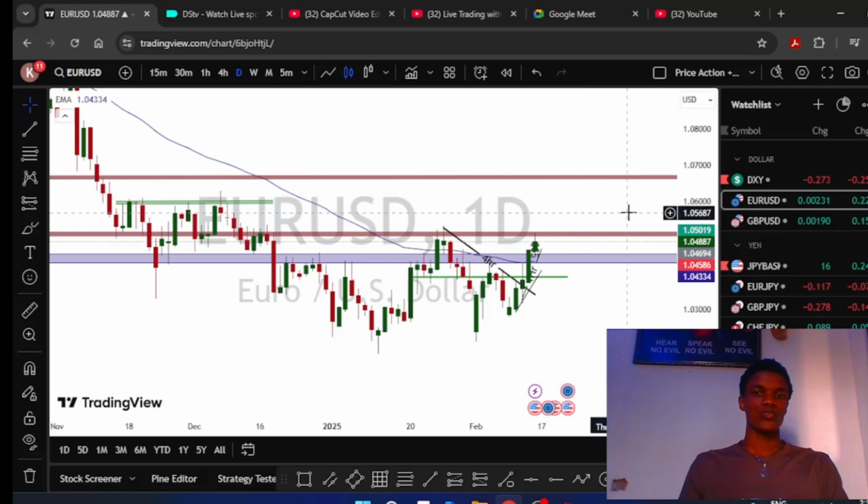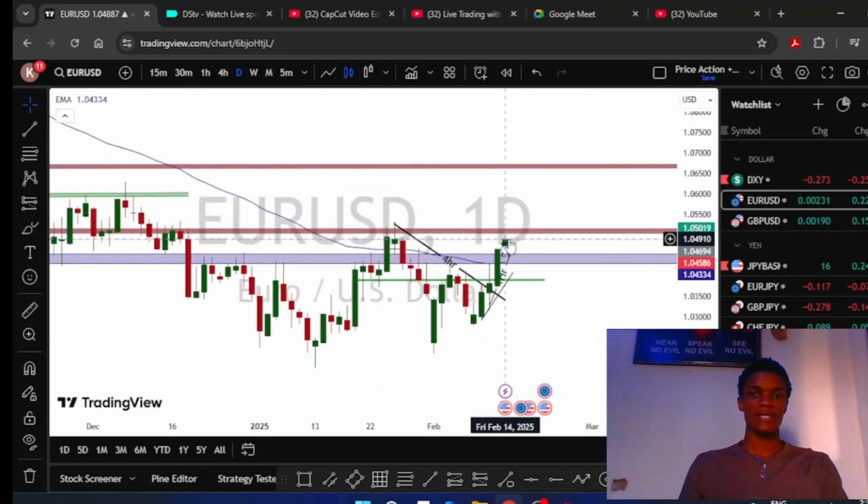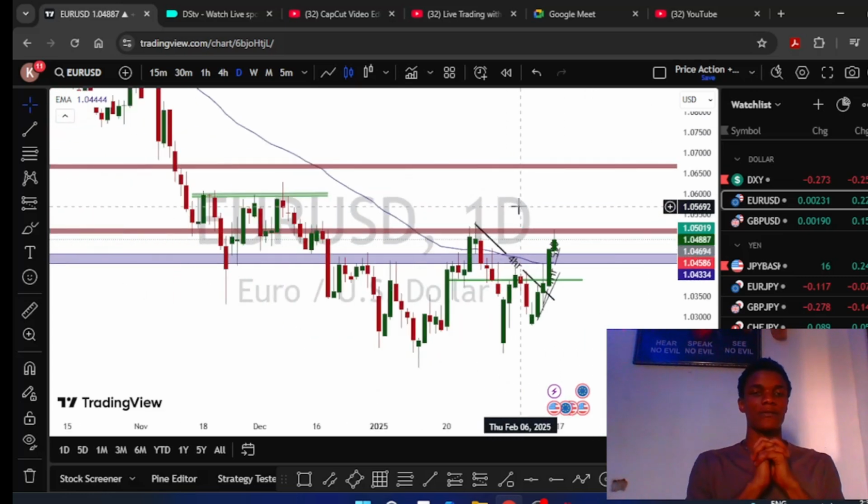First of all, we're just going to do the Euro USD. Let me first point something out. Last week, I talked about looking for dollar strength, so I was looking to short Euro USD and GBP USD. When I say dollar strength, I'm expecting the DXY to be bullish, and that means pairs like GBP USD and Euro USD will be selling. That was my bias.